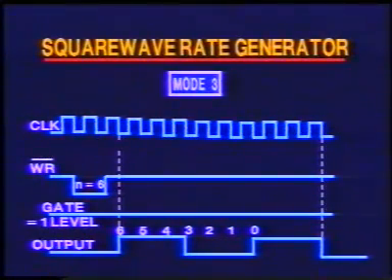Thus, this mode generates a square wave of periods specified by the count value. Any change in count value becomes effective after the present count is over.